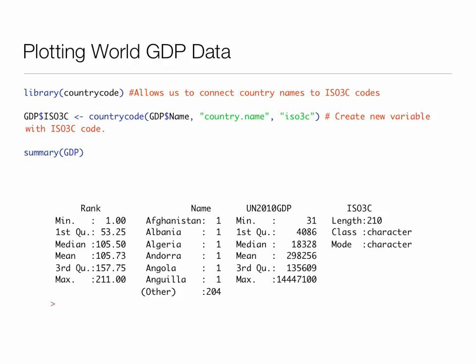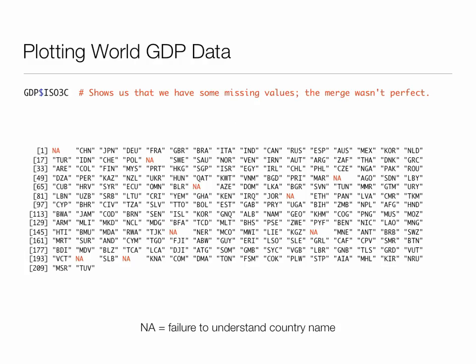When you do that and you summarize the data, you see we created a new variable. It's 210 observations long. It's characters, and we might want to take a closer look at it just to make sure that everything went right. When we type in GDP$iso3c to take a look at the variable, we see most of the country names got translated into ISO 3C codes. These are what ISO 3C codes look like: CHN for China, JPN for Japan, and so on. But it missed a handful, probably because the way the name was stored in the original data set wasn't quite something countrycode expected.